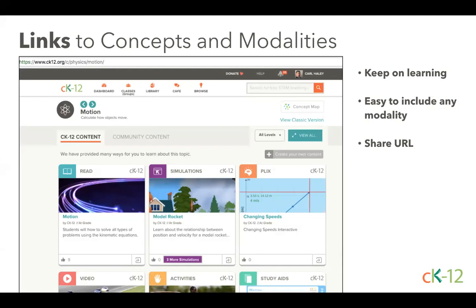It's easy to include any modality because remember on CK-12, every read, every video, interactive, or activity has a direct URL. So you can put direct links to anything you see on this page here and the students can do it. And because it's a direct link, you can share that in a variety of places. And we'll talk about how you can share these things with parents really, really easily.